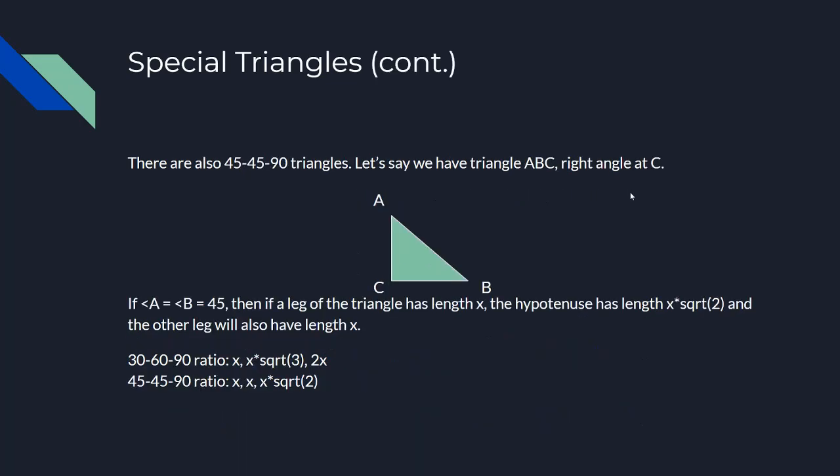There are also 45, 45, 90 triangles. Let's say we have triangle ABC with the right angle at C. If angle A equals angle B equals 45, then if a leg of the triangle has length x, then the hypotenuse will have length x times square root 2, and the other leg will also have length x, which is a little bit obvious because the two angles are equal. So just to reiterate, this is the 30, 60, 90 ratio and the 45, 45, 90 ratio.